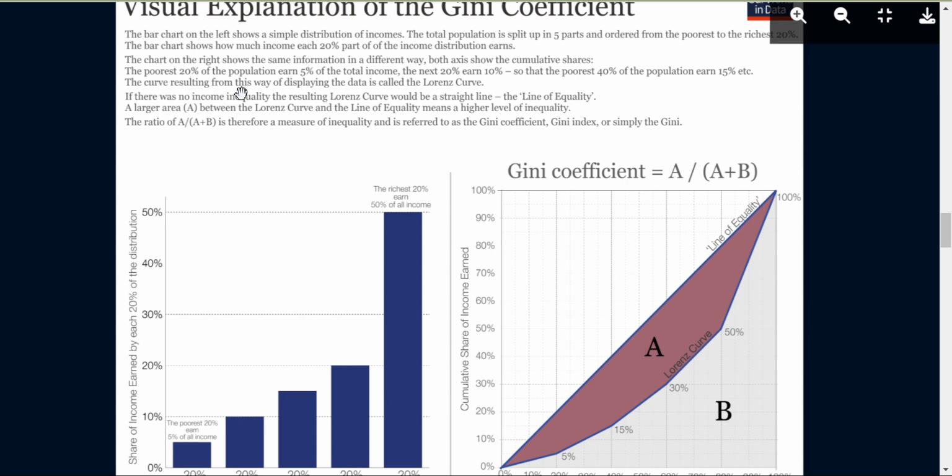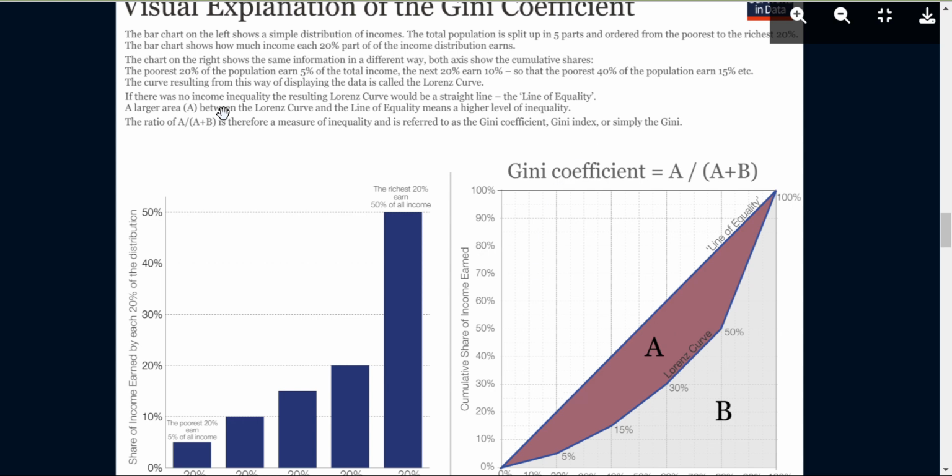The curve resulting from this way of displaying the data is called the Lorenz curve. Okay, this is called the Lorenz curve. Now if there was no income inequality, the resulting Lorenz curve would be a straight line, the line of equality. The largest area A between the Lorenz curve and the line of equality means the highest level of inequality. This area is showing the highest level of inequality.